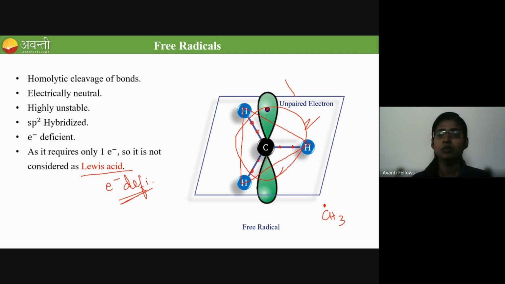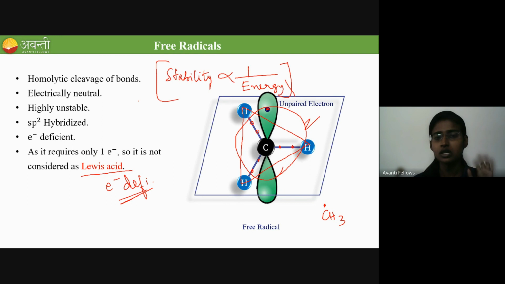Highly unstable means now they are in the high energy state. That is the meaning. Only the stable compounds will have low energy. I have already told you, no. In the thermodynamics lesson also we have discussed stability. Stability is inversely proportional to the energy. So this is the relation which is applicable to all types of systems.